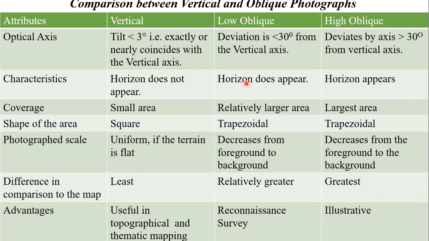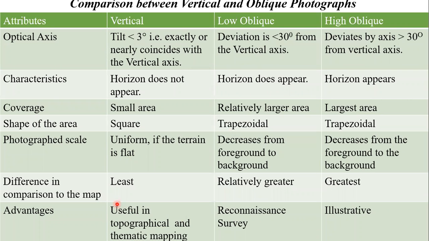Coverage: here is a very small coverage, relatively larger area here. If you see the images, here we get a square shape. Here we get a trapezoidal shape of map. Photography scale is constant over flat terrain in vertical, but in oblique it decreases from foreground to background. So these are the comparisons we have seen.